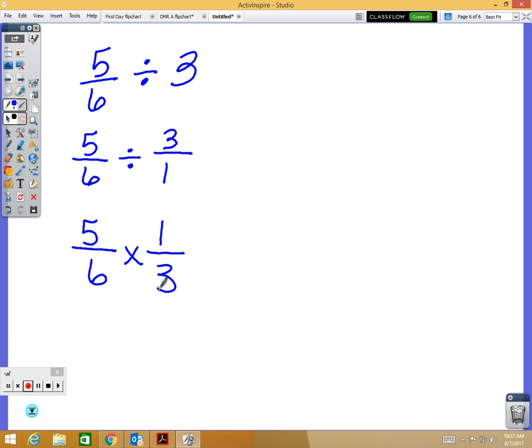All right, any cross-reducing that I can do on this problem? No. So multiply straight across. 5 times 1 and 6 times 3. Can I simplify 5/18? Nope, so I'm finished.